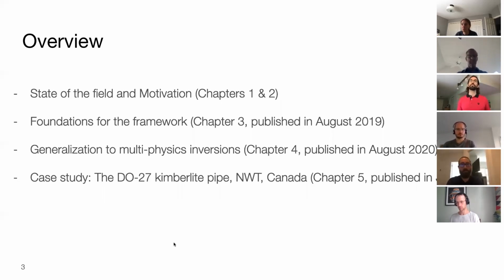So the overview for this presentation is mostly going to follow the structure of the thesis and publication. I'm going to start with an overview of the state and the motivation, and then lay out the foundation of the framework I've developed, which was published in August 2019. Then we're going to move on to the generalization of that framework to multiphysics inversion. And we're going to finish with a case study utilizing this framework on a kimberlite pipe in the Northwest Territories in Canada. This case study was published just recently this summer too.